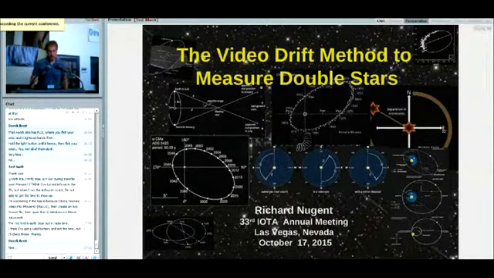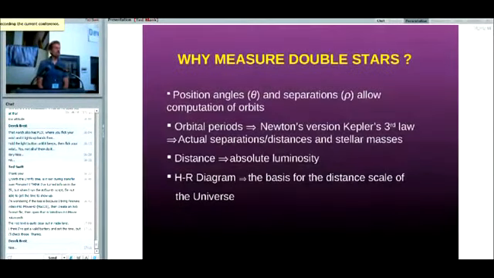Next slide, please. This video method to measure double stars does not use the occultation technique. Rather, we use the technique of letting the stars drift across the field of view, using the same equipment as we use in an occultation and the same software that we use to reduce occultations. We can determine the position angle and separation of the double star system.